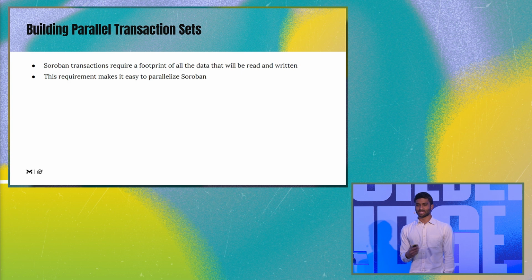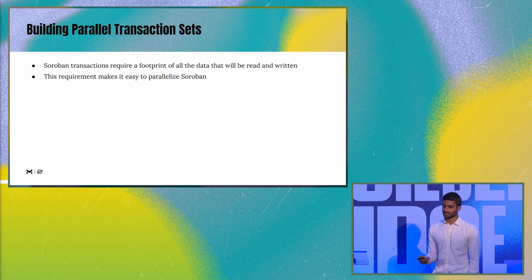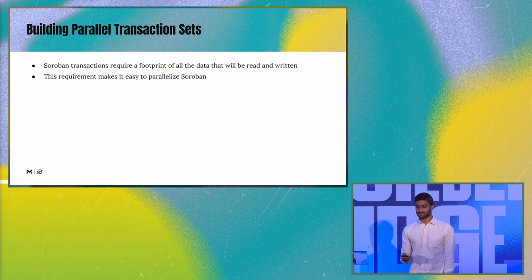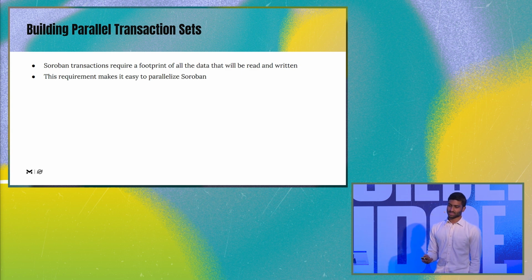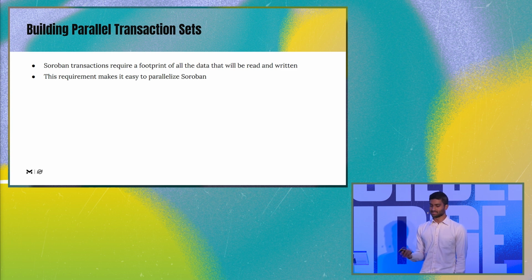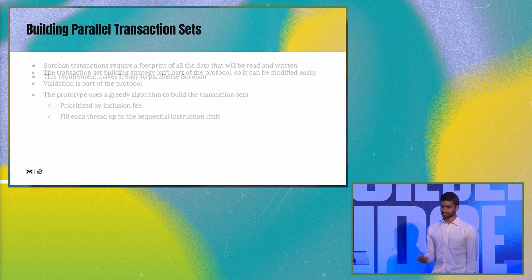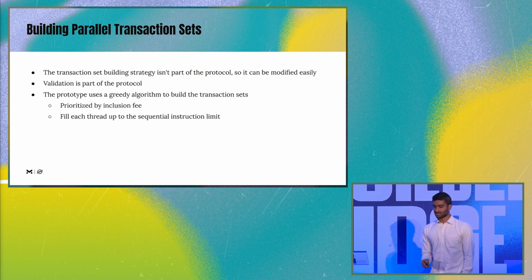So the first and most interesting part of applying Soroban in parallel is building a transaction set that specifies how the transactions should be partitioned. This is possible because, as I mentioned earlier, Soroban transactions require you to specify every entry that will be read or written. And this is the transaction footprint. This requirement makes it easier to parallelize Soroban. So I'll go over how to build these transaction sets and what they look like.